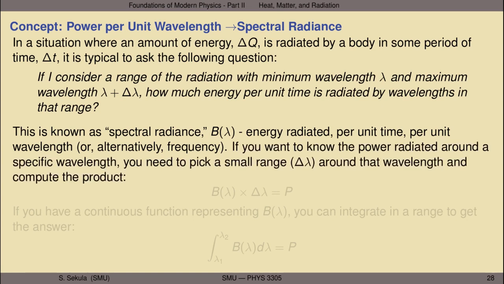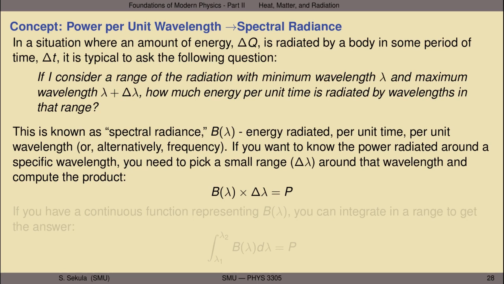If you want to know the power radiated around a specific wavelength, then you need to pick a small range around that wavelength and compute the product. So for instance, you might choose a specific lambda, and because this is defined over a small range of lambda to lambda plus delta lambda, you need to multiply the spectral radiance, which is a function of lambda, times the window around which you are trying to compute the amount of power radiated, delta lambda, and that will return the power emitted around that wavelength.